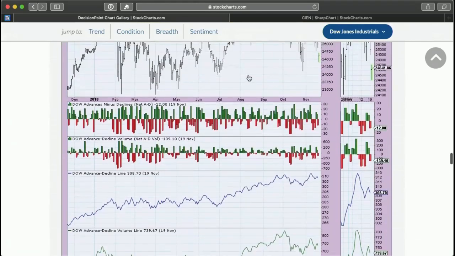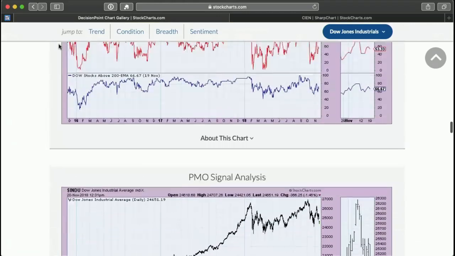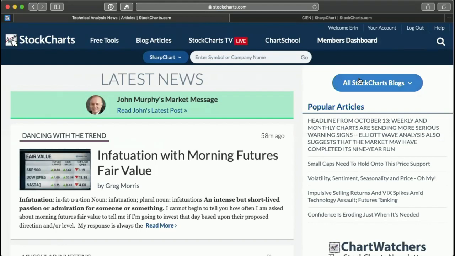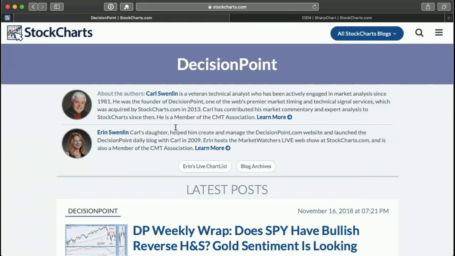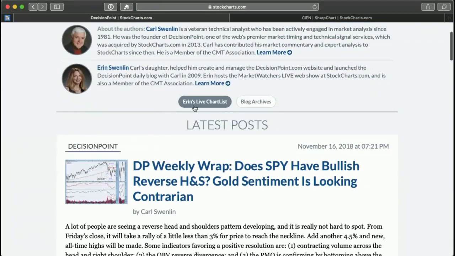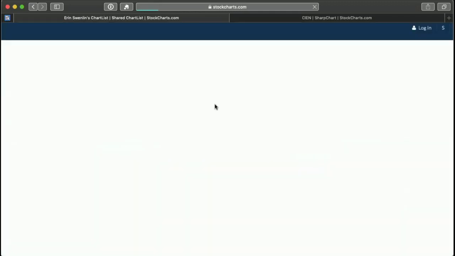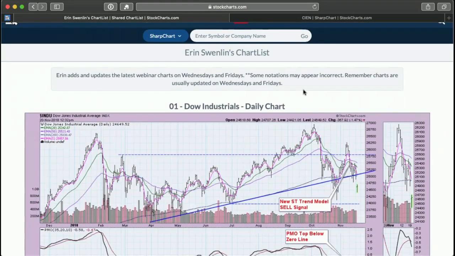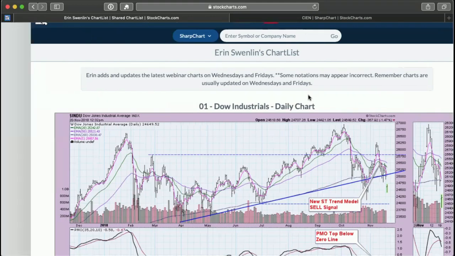The other place you can find information as well on doing index studies in particular, we also have the Decision Point live chart list that I maintain, and you can find that by going to the Decision Point blog. And just like with the Market Watchers blog, you can reach our chart lists right there at the top. So this is my live chart list. And this is another way to go through and look at the various indexes separately and some of the indicators and the information that I find important right now.